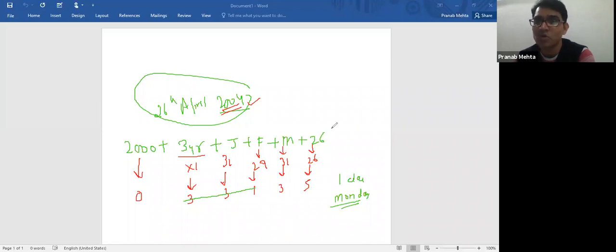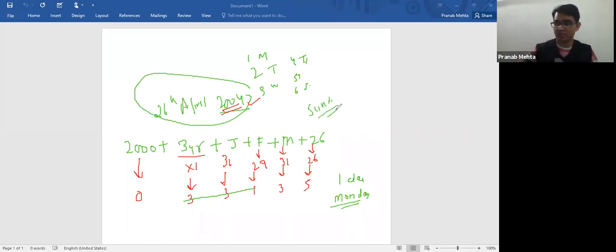1 day means Monday. Look, don't forget, one extra day means Monday, 2 means Tuesday, 3 means Wednesday, 4 means Thursday, 5 means Friday, 6 means Saturday, and I cannot have 7 odd days. I will have 0 odd days because 7 days will form a week. So there's a possibility of 0 odd days. 0 odd days means Sunday.